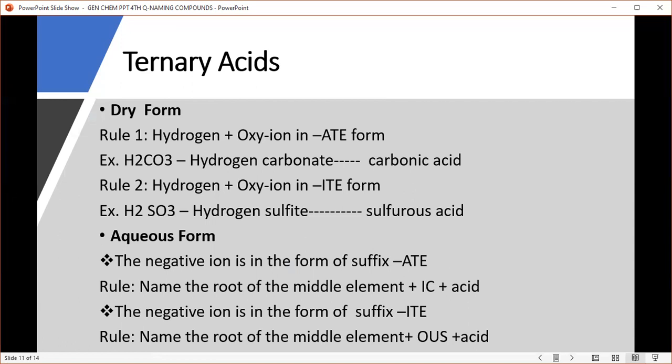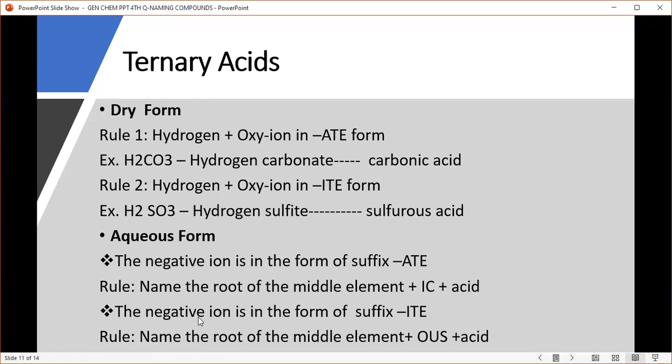So again, if it ends with ATE and it is a ternary acid, just simply name the root of the middle element. Okay, so what is the middle element? That is carbon. So that's the root of the middle element, carbon. And then we just simply write the suffix IC, that's going to be carbonic, and then just simply add the term acid. So that's going to be carbonic acid. Okay, so hydrogen carbonate, if placed in water solution, that's going to be carbonic acid this time.